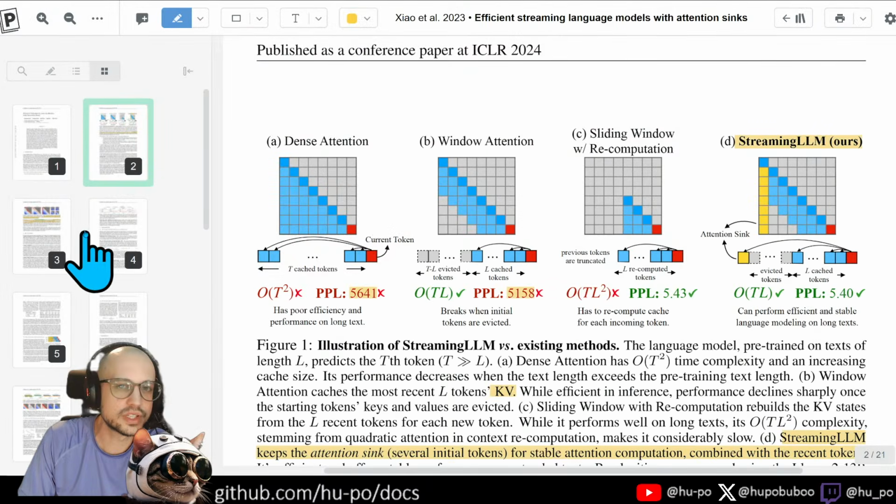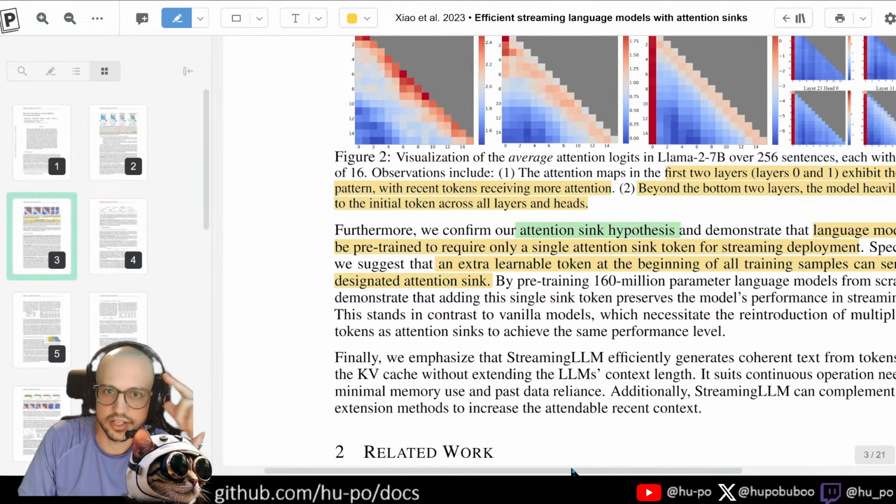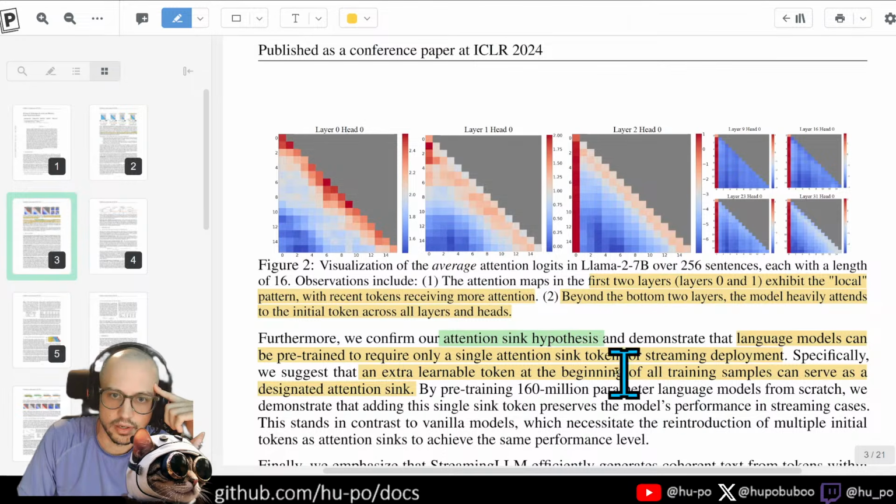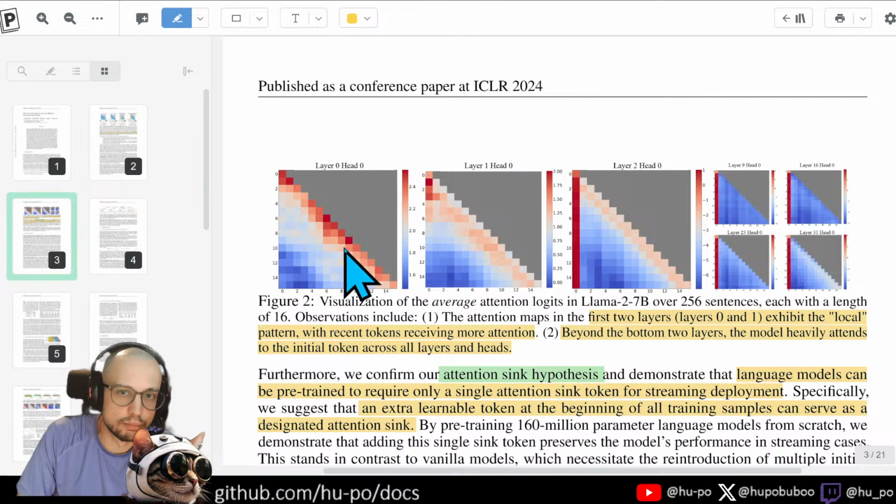Okay, but now what's the issue? Actually, here's a little better explanation. Attention sink hypothesis: language models can be pre-trained to require only an attention sink token for streaming deployment. So this attention sink is an extra learnable token at the beginning of all training samples that serves as a designated attention sink. And here are some examples, a visualization of the average attention logit. The more red this is, the more that attention matters, right? So you can see here, for example, all the blue is here, which means that the stuff at the beginning of the sequence is less important than the stuff closer to the part of the sequence that you care about, right?